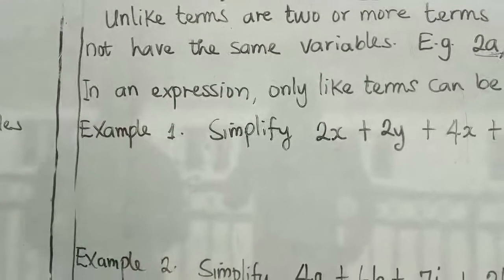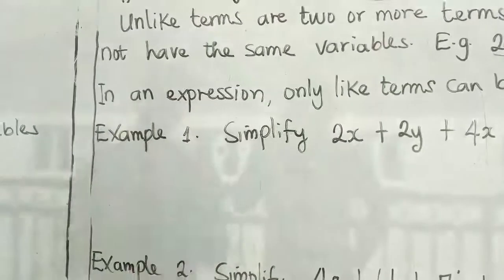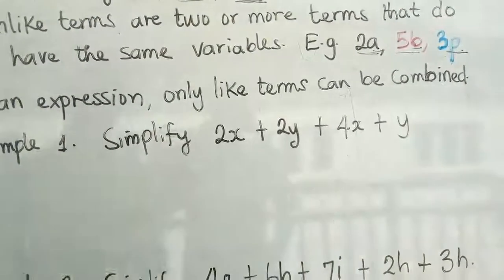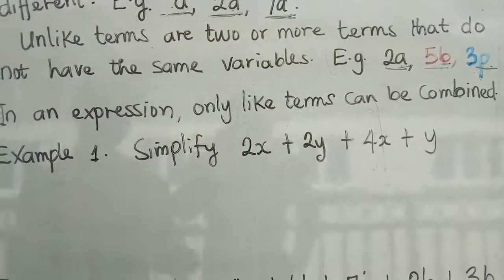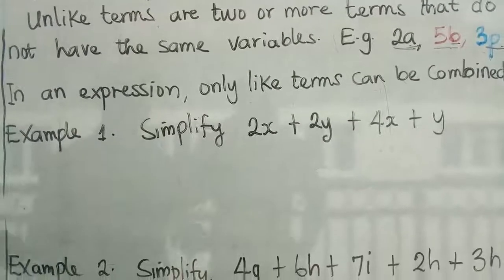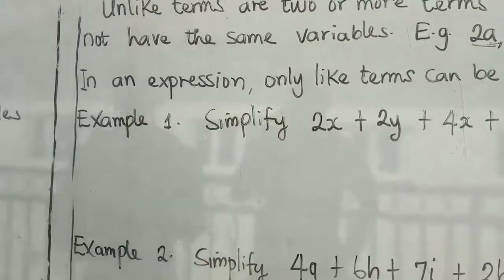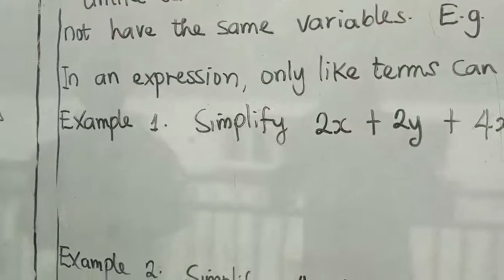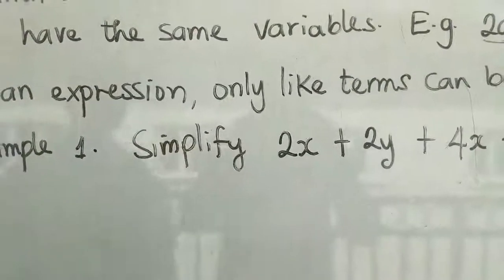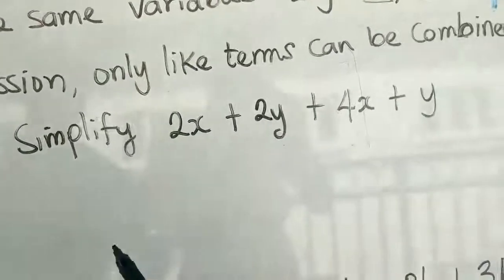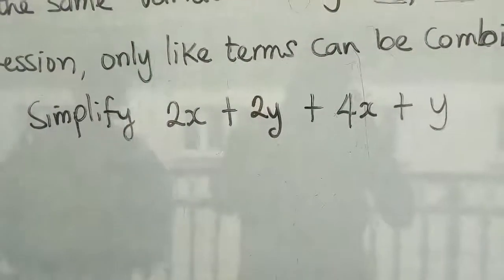In an expression, only like terms can be combined. That is when simplifying algebraic expressions. Let's look at these examples. Example 1. Simplify 2x plus 2y plus 4x plus y.